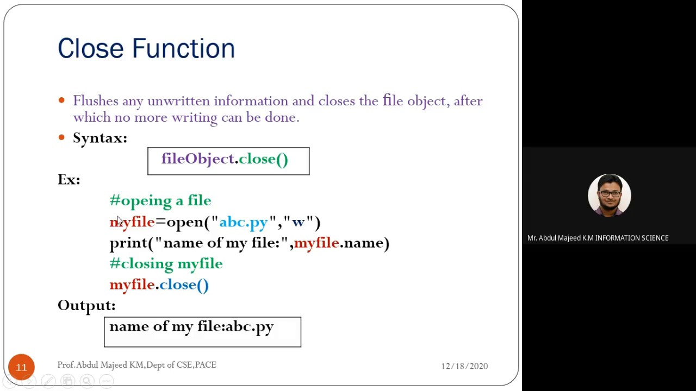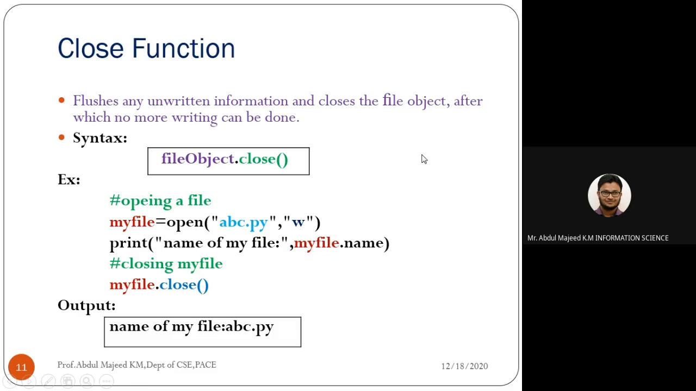So if you execute this program, what will happen? I will get the output, name of my file abc.py. Name of my file is nothing but the message given in the print statement. Then we are using my file.name, which will return the file name of the object, so it will write abc.py. So we learned how to open a file and how to close a file.